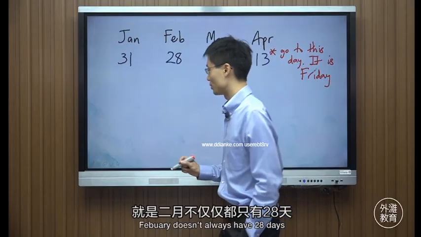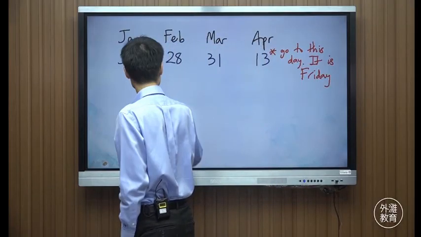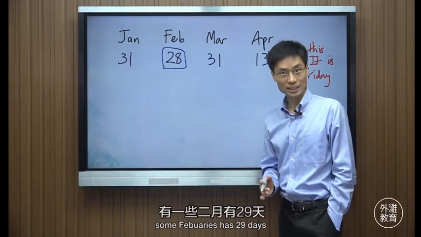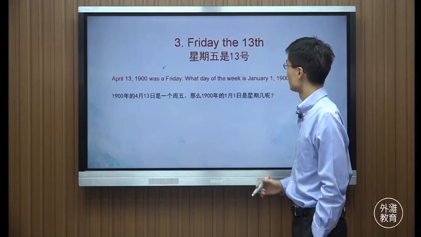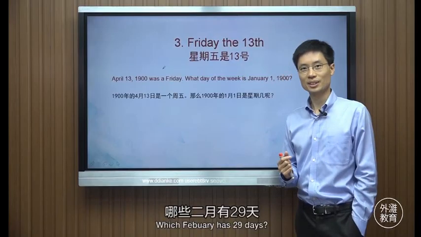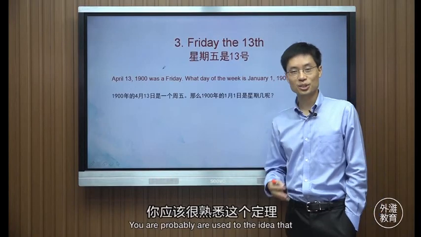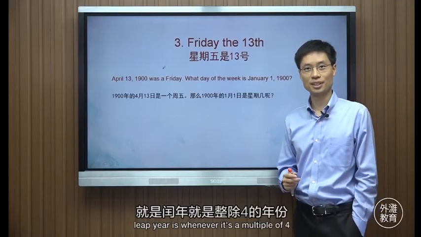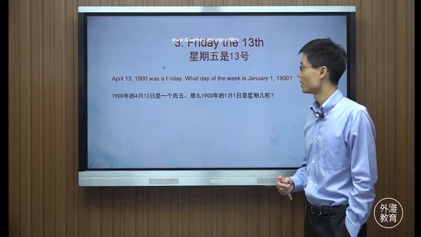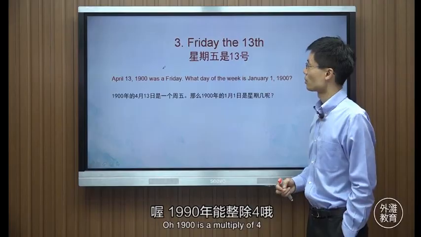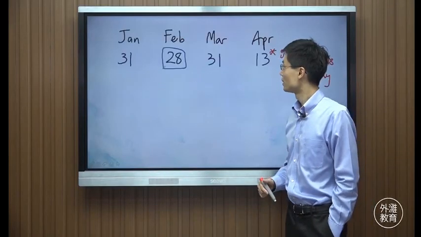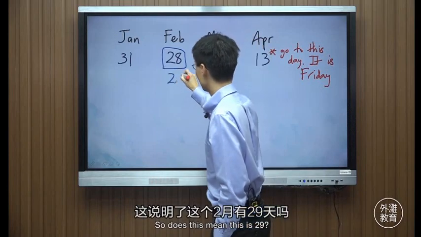February doesn't always have 28 days. Some Februaries have 29 days. Which Februaries have 29 days? You probably are used to the idea that leap year is whenever it's a multiple of 4. Oh, 1900 is a multiple of 4. So then does this mean that this is 29?